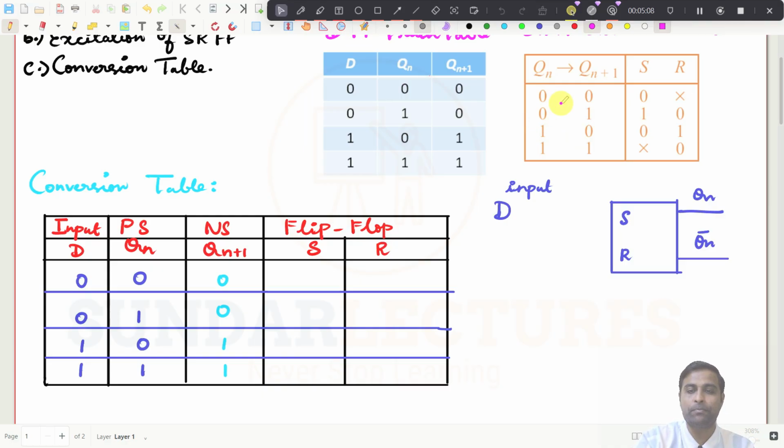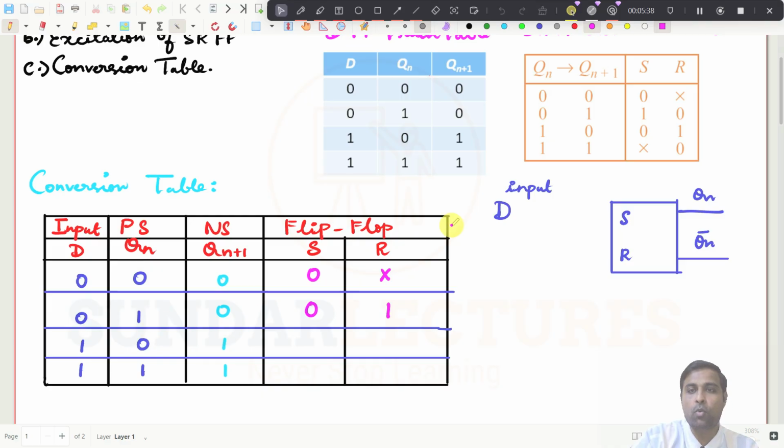We know that when Qn is 0, if it is going to become 0 again in Qn plus 1, that is, present state is 0 and next state is also 0, then the value of S should be 0 and R should be X. We know this one and we have to do that here. So if it is 0, 0, what should be the SR value? It is 0, X. And if it is 1, 0, what should be the value? It is 0, 1.